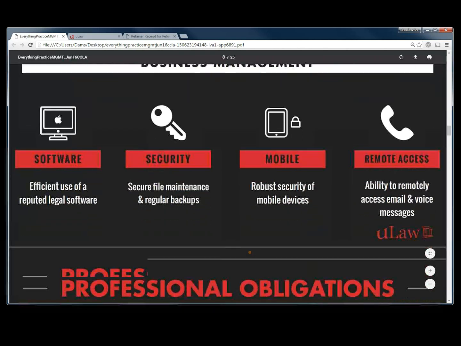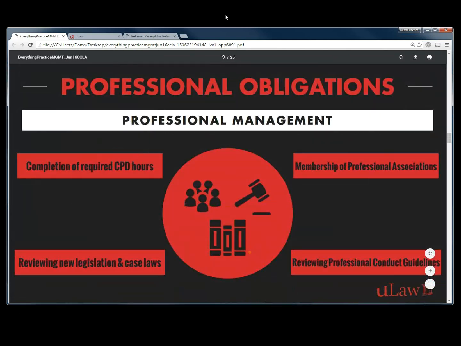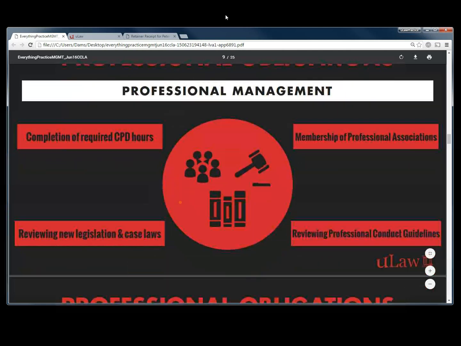Now, professional management, as a top-level guideline, is that we strongly recommend that you complete your CPDs on time. It's always good to be social, so be part of a good membership with a good professional association, either local or provincial. Review the professional code of guidelines at very regular intervals. Also make sure that you are up to date on new legislation and case law. These are the 4 guidelines that come under professional management.